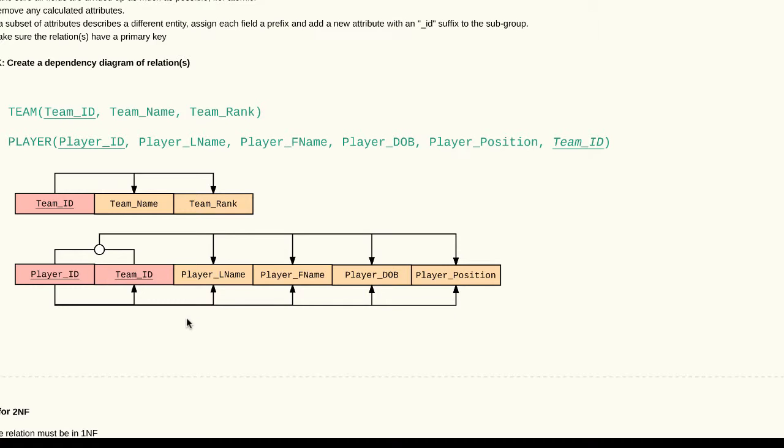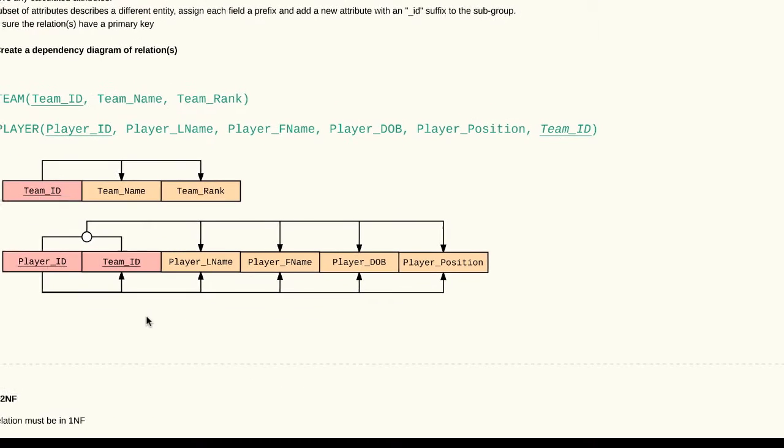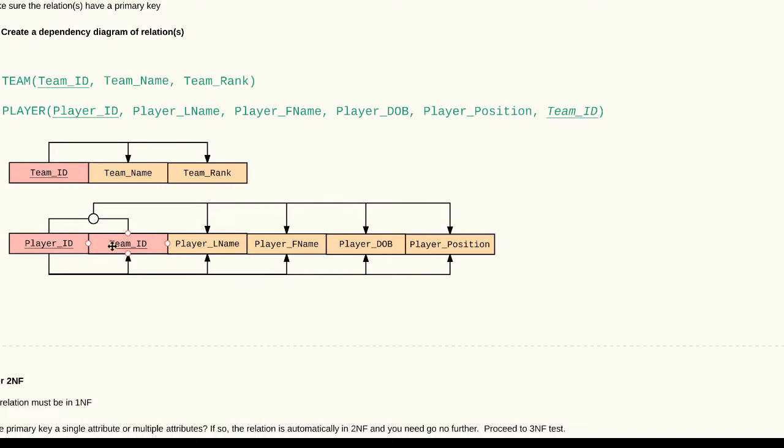But then you'll also notice that the team ID doesn't determine anything else in this table. In other words, if I see the same team ID twice, am I guaranteed to get the same of any other value? And I'm not. Now, we found that I really don't need the team ID to make a given record unique, that the player ID is sufficient as a primary key.